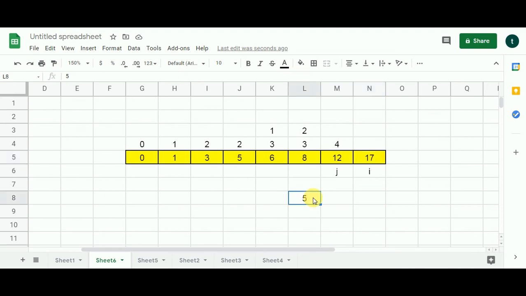So let me record 5 over here, and this also tells me that the frog can make it across the river using the last stone if the stones are placed at these distances in the river. So the answer is that yes, the frog can cross the river.